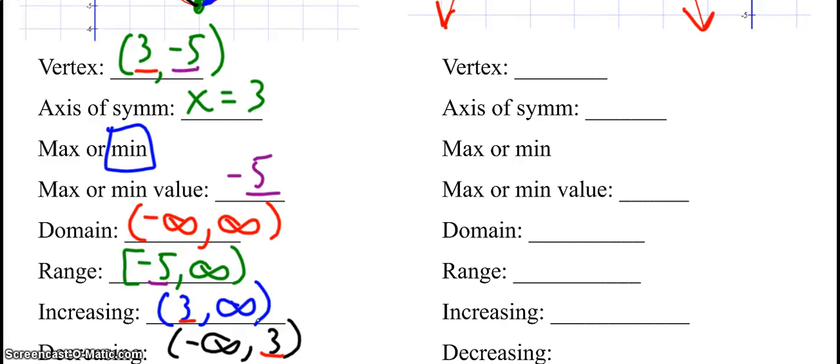Okay, I want you to try and do the next one. Answer all the questions, do the best you can, pause the video, unpause when you're ready to check.